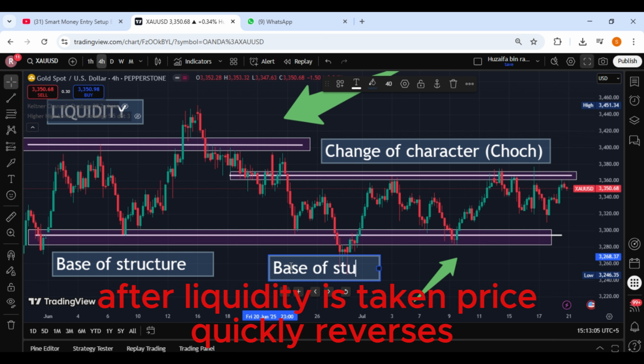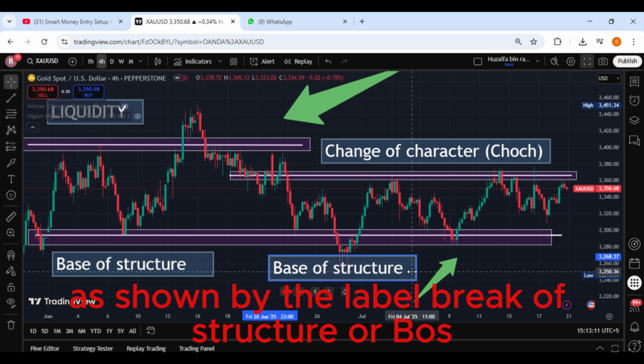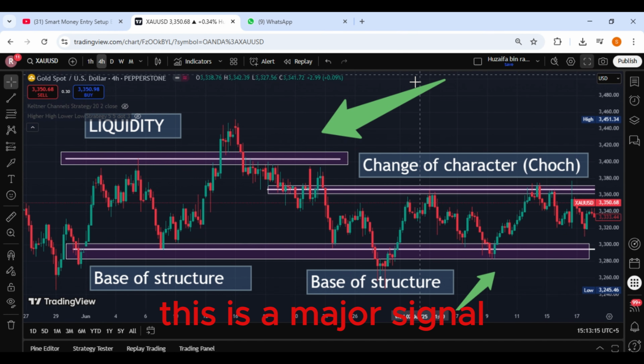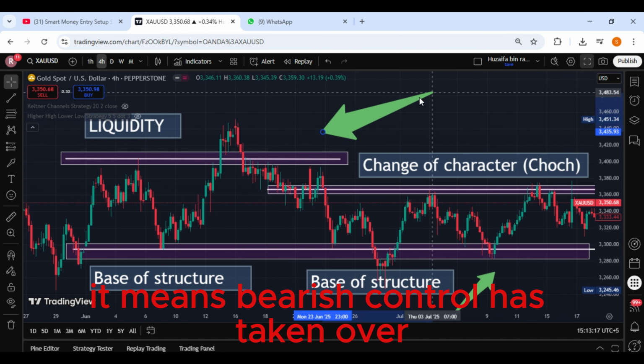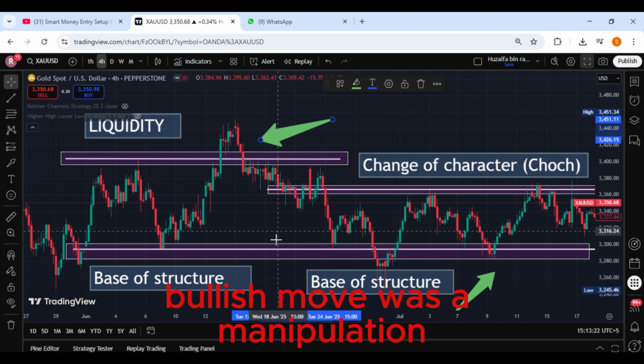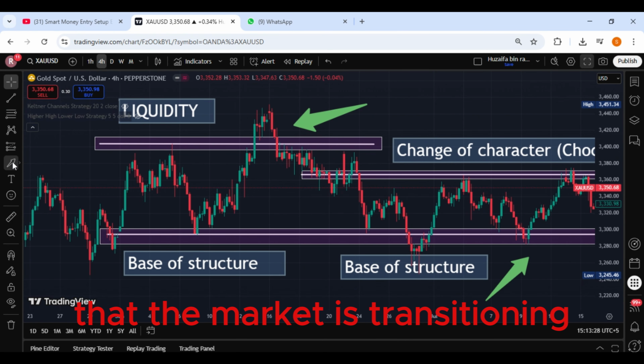After liquidity is taken, price quickly reverses and breaks a key market structure low, as shown by the label break of structure or BOS. This is a major signal. It means bearish control has taken over, and it confirms that the prior bullish move was a manipulation, not a true trend. This is your first confirmation that the market is transitioning.